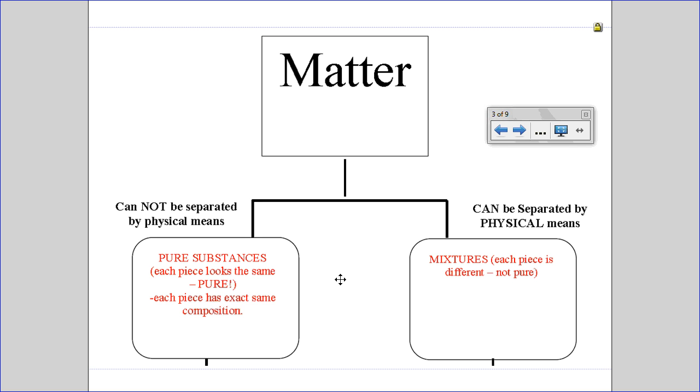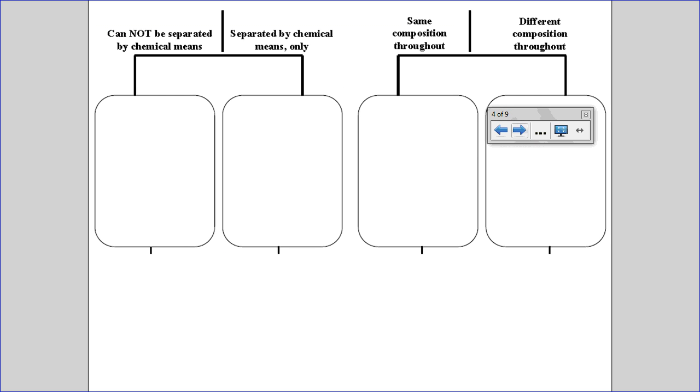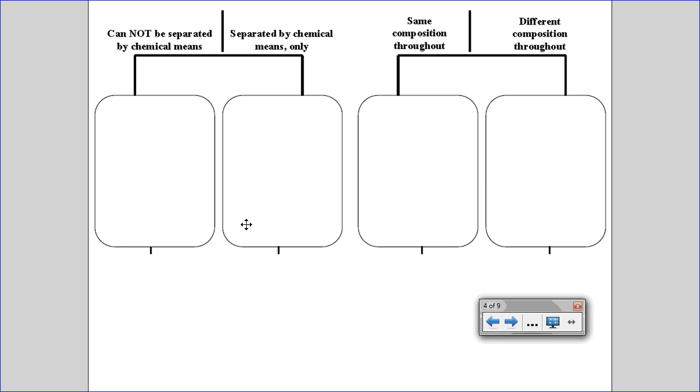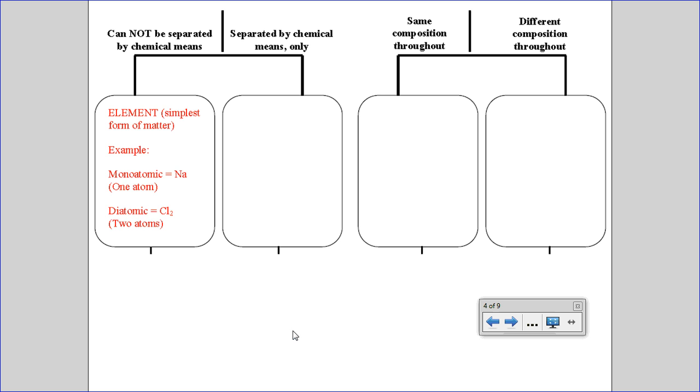Okay, so let's move on to the next part of our flow chart here and fill this out in your notes as you go. We're going to look at the left side of our flow chart again, dealing with the pure substances still. Pure substances are things that cannot be separated by chemical means. A chemical means a reaction. Things that cannot be separated by chemical means are called elements. They're the simplest form of matter.